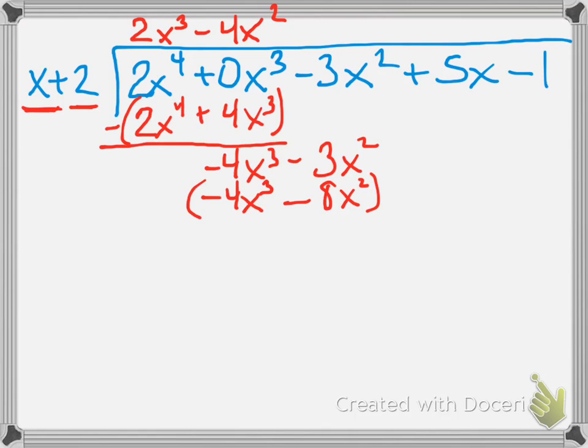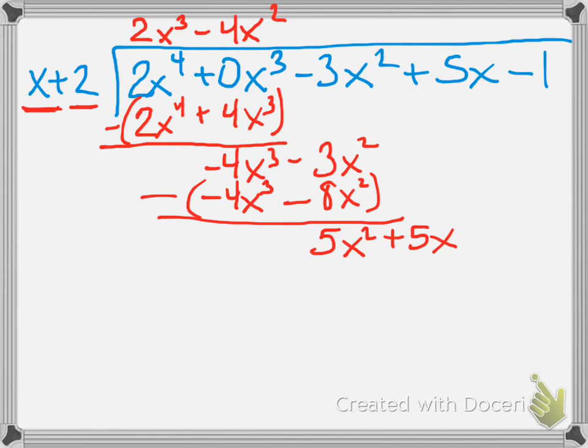I'll subtract that quantity. And when I subtract that quantity, my negative 4x cubed minus negative 4x cubed cancels. You have to be careful here with the subtracting the negative. So negative 3x squared minus negative 8x squared. When you subtract the negative, it's adding the opposite. So it's negative 3x squared plus 8x squared, which makes 5x squared. Then you bring down the 5x over here.